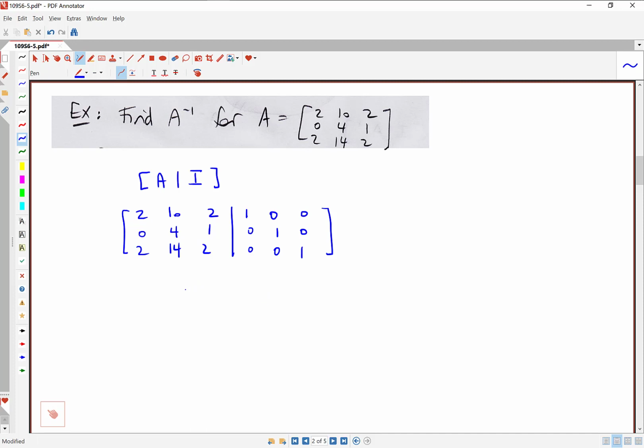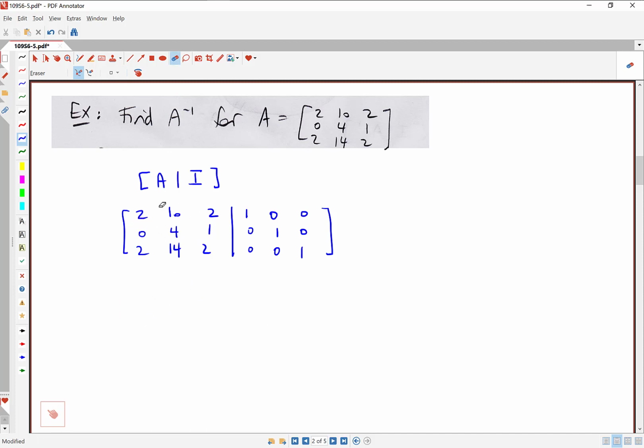So our goal here is to go through our usual set of row operations, and what we're trying to get is this identity matrix on the left side. Once we've accomplished that, we will know that we're done the problem. And at the point where we have the identity matrix on the left side, our inverse matrix will be sitting on the right side. So that's what we're aiming for here.